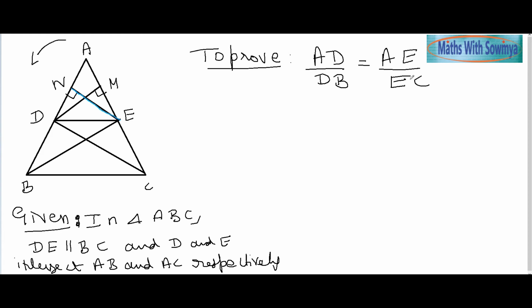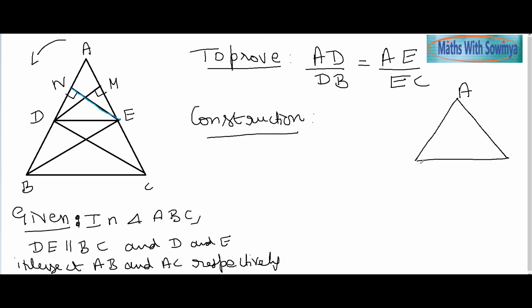This is what I need to prove. Once given and to prove are over, we come to construction. Construction is nothing but any extra thing that we have to do. We have only been given the triangle, which is ABC, and DE is the parallel. This is all given to us. This is what I am going to draw: DM perpendicular to this and EN perpendicular to this, and I am going to join this also.